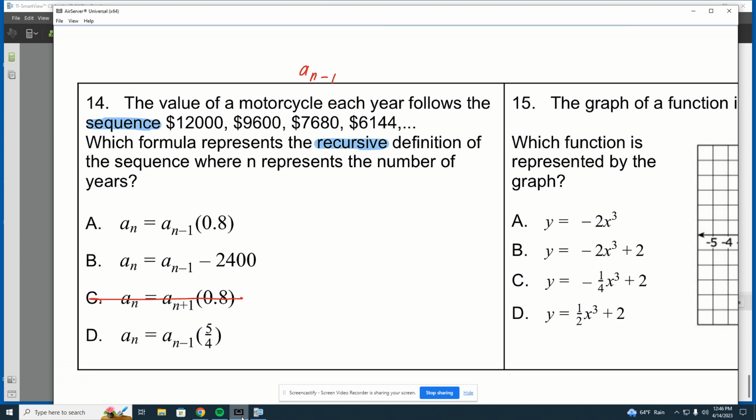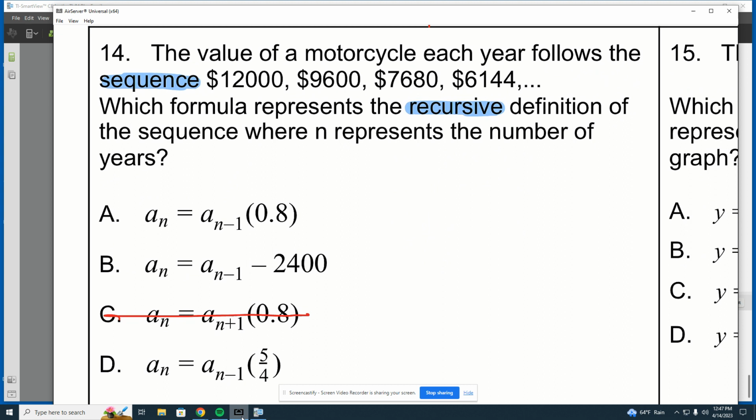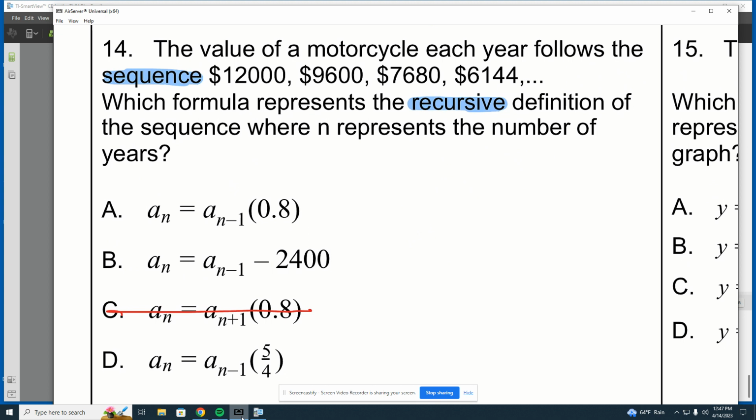Now, here's the point. I have three options. My numbers, my sequence, are either changing, like A, where you're taking your previous term and you're doing what to it? Multiplying by... If I picked A, what's it doing? It's taking the previous term and it's multiplying by 0.8. Or B, it takes the previous term and it does what? Subtracts 2400. Or lastly, it takes your previous term and it multiplies by 5/4.